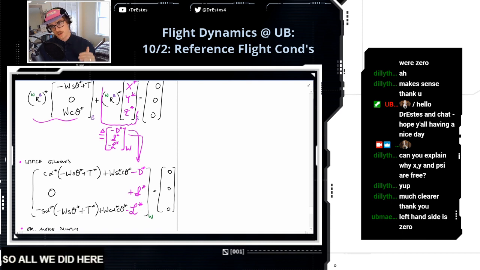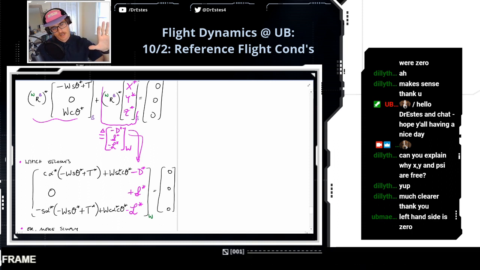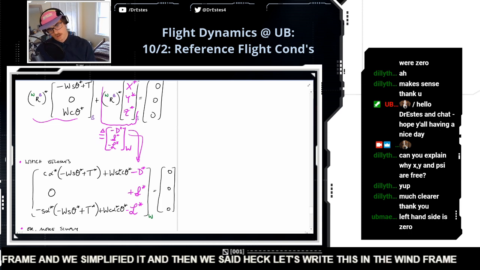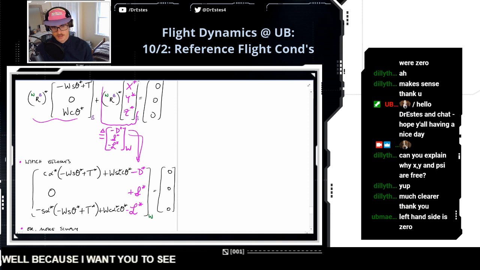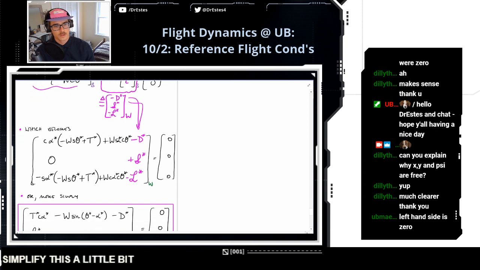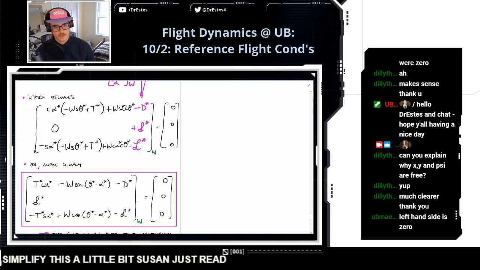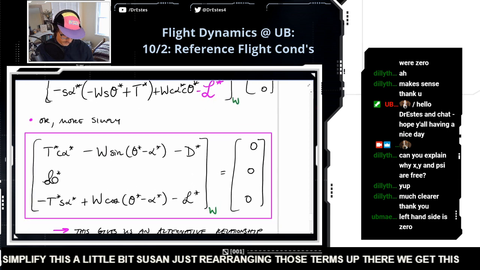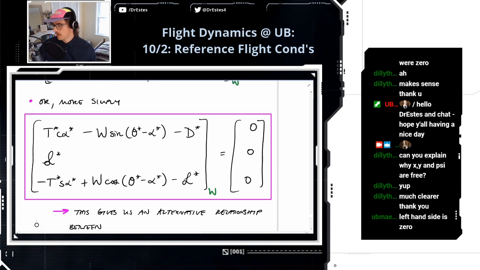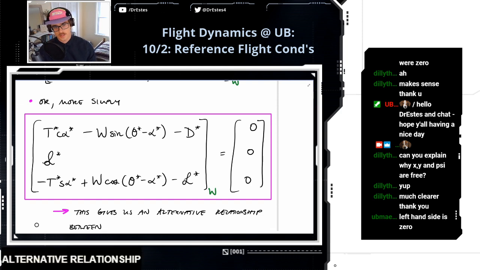So all we did here, we took our translational dynamics equation, which is in the body frame, and we simplified it. And then we said, heck, let's write this in the wind frame as well. Because I want you to see what this looks like in the wind frame, because that's often how it's done in textbooks, actually. So this is what it is. And if you simplify this a little bit, so this is just rearranging those terms up there, we get this. And this is just giving us an alternative relationship that we can use to solve for the equilibrium variables.